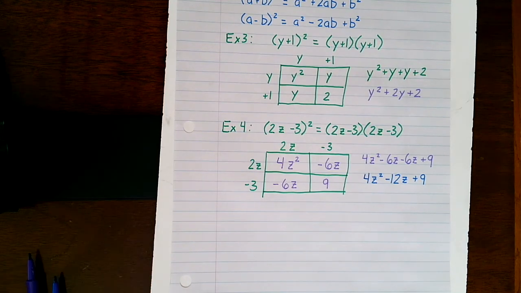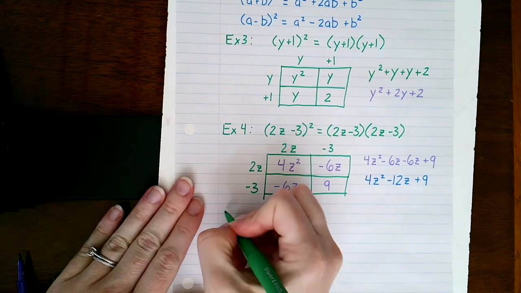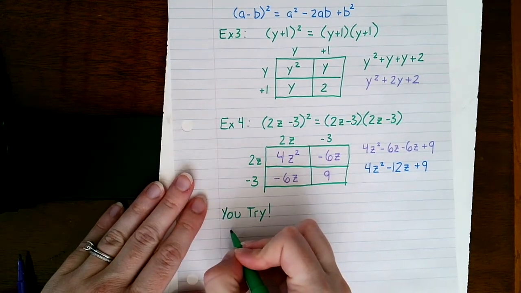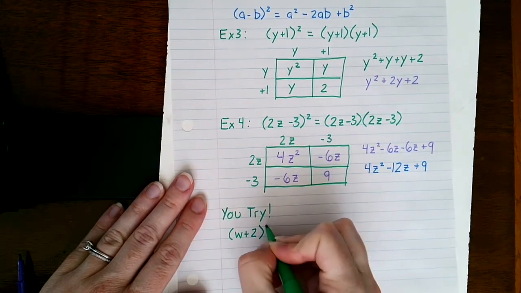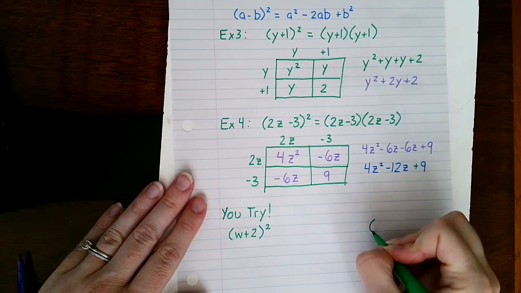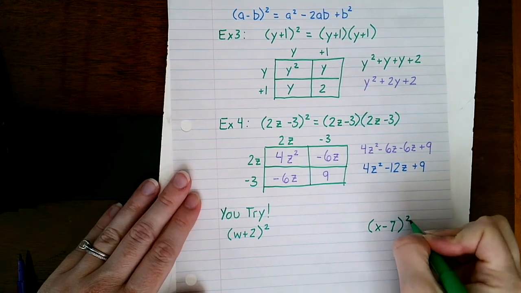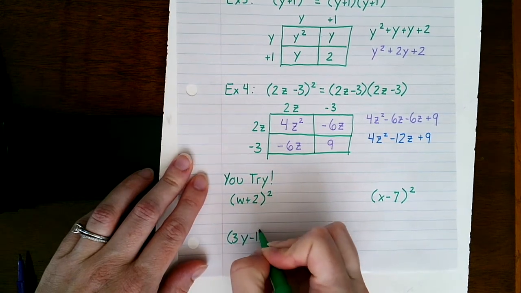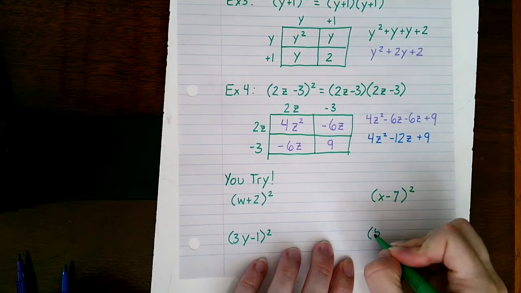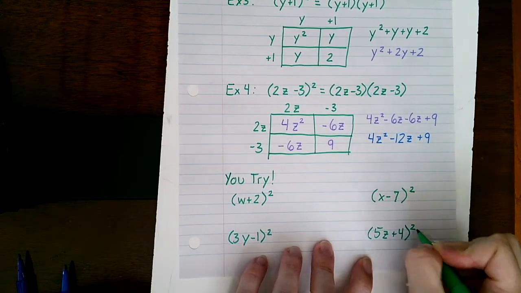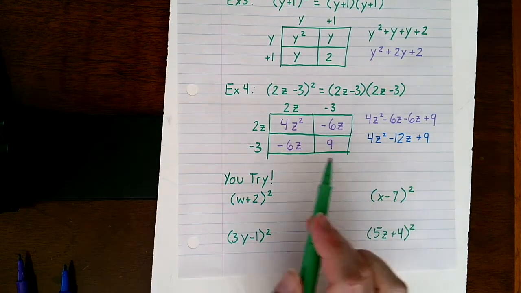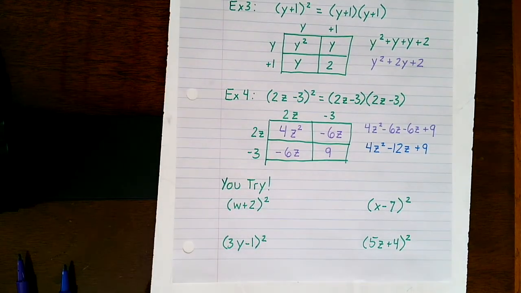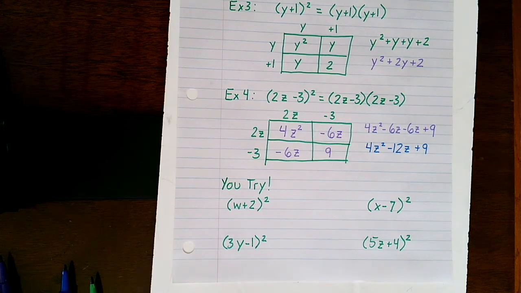So for some U-tries, let's do this. I'm going to give you 4 to try. Okay, so I want you to do w plus 2 squared. And how about x minus 7 squared? 3y minus 1 squared. And 5z plus 4 squared. So if you are not sure how to start these, rewatch examples 3 and 4 in this video. If you're ready, go ahead and pause so you can try these, and then I'll reveal the answers.